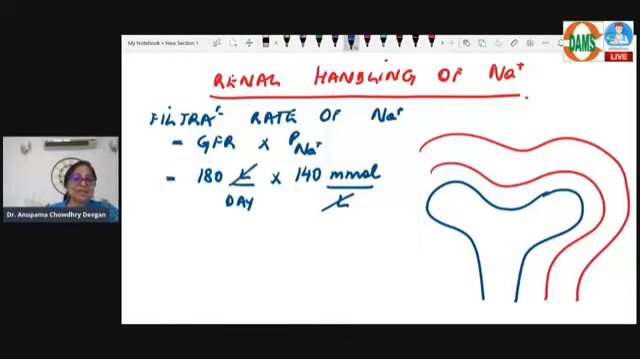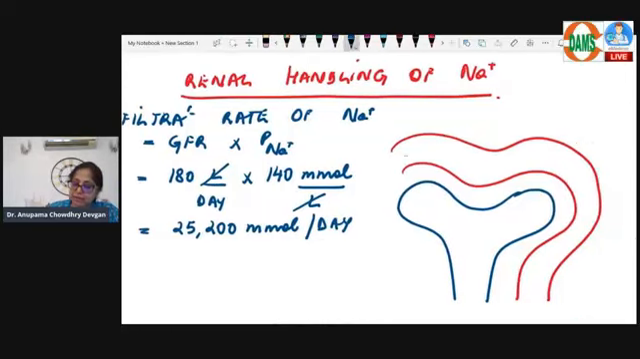If you solve this, liter and liter will get cancelled. 180 into 140, I think this is 25,200 millimoles of sodium being filtered per day. Yes? This is the amount, a huge amount of sodium filtration by the kidney. How do you calculate the filtration rate?